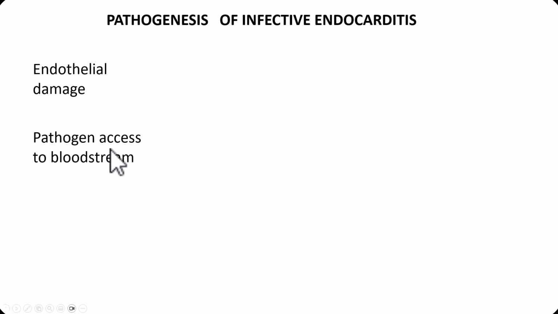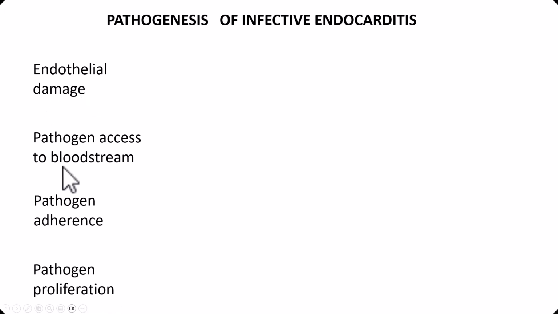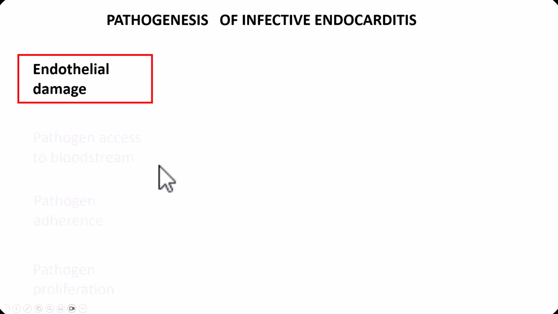The third one: even though you have endothelial damage, even though you have pathogen access, this pathogen should adhere onto the endothelium. That's a third important factor. The fourth one is once they adhere onto the endothelium, it has to proliferate for it to cause vegetations. Right? So these four important factors. Let's talk about one by one. The first one is endothelial damage.